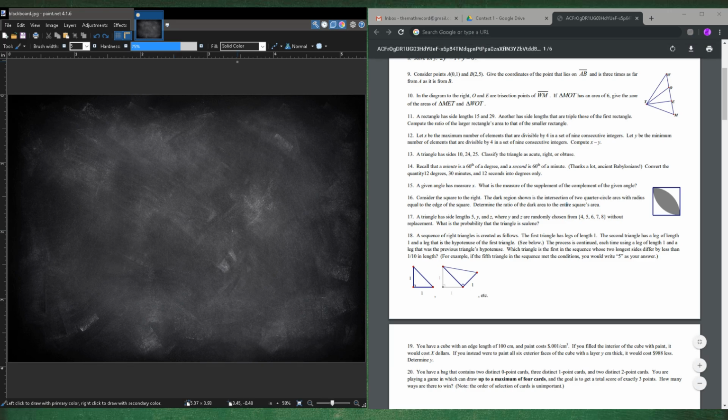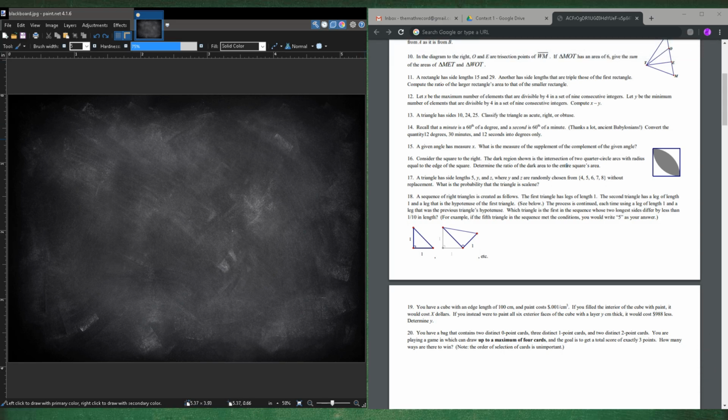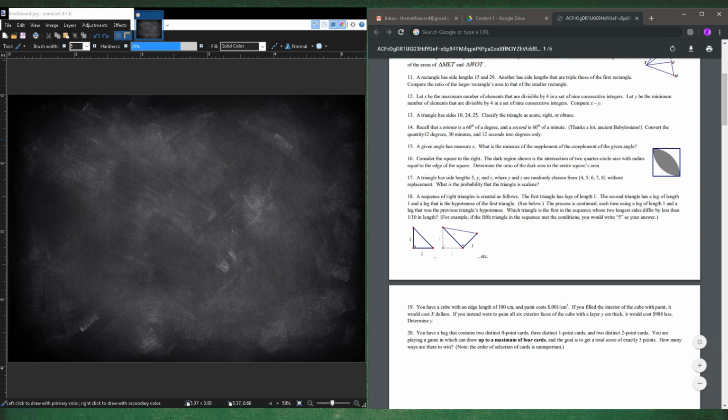Question 16. Consider the square to the right. The dark region shows the intersection of two quarter circles. There's a circle right here, and then another circle here, and these two intersect right there, with the radius equal to the edge of the square. Determine the ratio of the dark area to the area of the square.